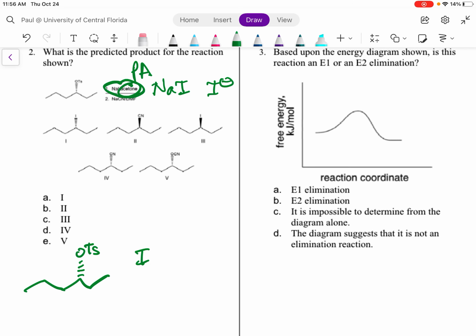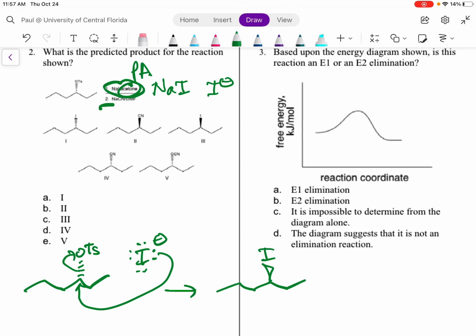And so our iodide is going to come in here and do an SN2 reaction, which will give us this species right here. The iodide has to come in by backside attack, so that would be a wedge. And that's the product after the first reaction.